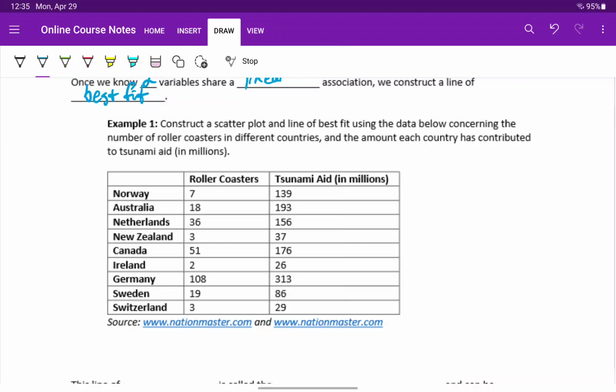In example 1, we'll consider data that we've looked at before, the number of roller coasters per country versus the amount that country has contributed to tsunami aid. We already saw that this data has a correlation coefficient of 0.8793, and we looked at that scatter plot to see that pattern visually.